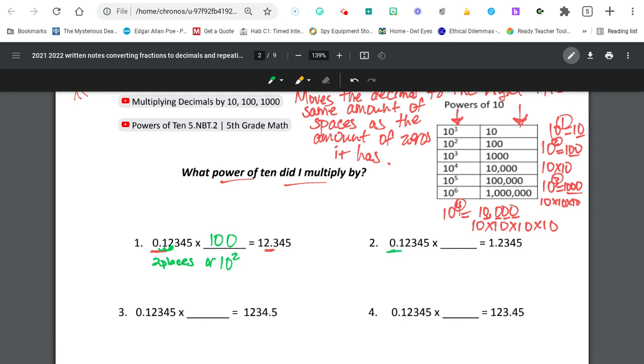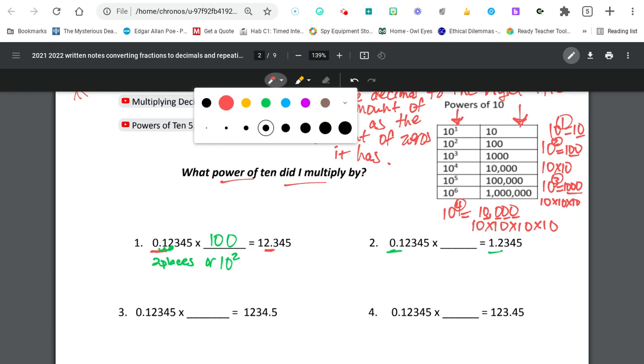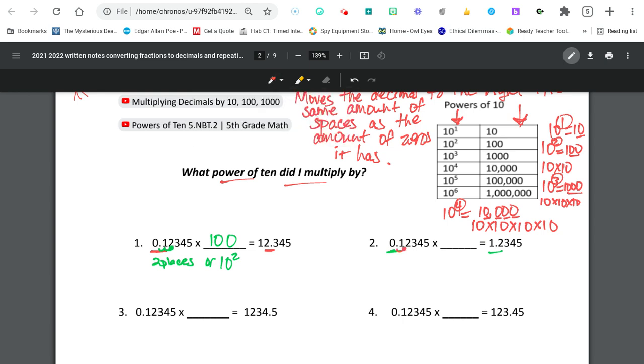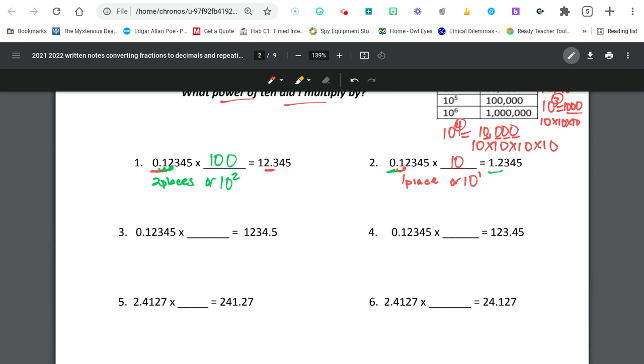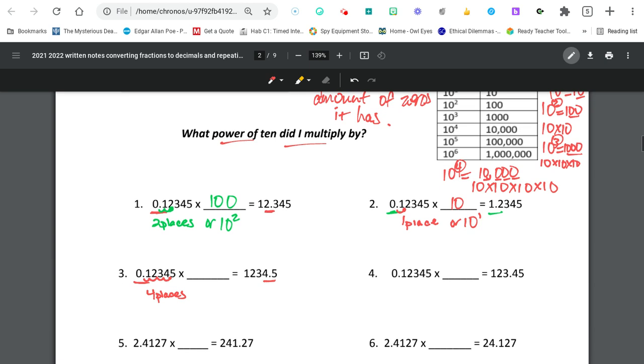All right, here my decimal is between the 0 and the 1. Here it's between the 1 and the 2. So since it went from between 0 and 1 to between 1 and 2, I only moved it one place. So what has 1 zero? That would just be 10, or 10 to the first power. Here the decimal is between a 0 and a 1. Here it's between the 4 and the 5. So that indicates that I moved it 1, 2, 3, 4 places. So you find the power of 10 that has 4 zeros. That would be 10,000, or 10 to the fourth power.